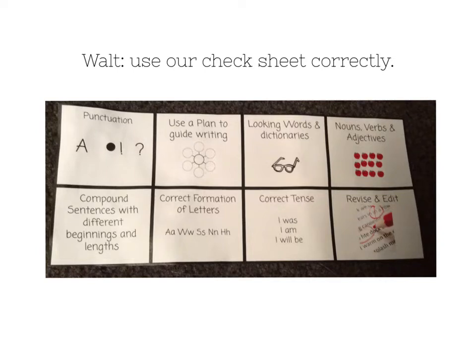We are learning to use our check sheet correctly. Before we can do that, we need to know what each one is asking us to do. Okay, our first box here says punctuation. This is a simple one. Capital letters, full stops, exclamation marks, question marks. This one here we've been doing since our very first check sheet.